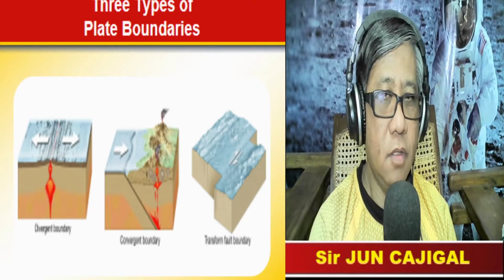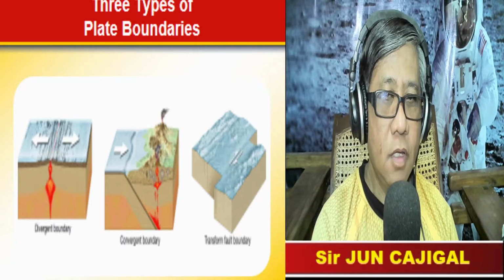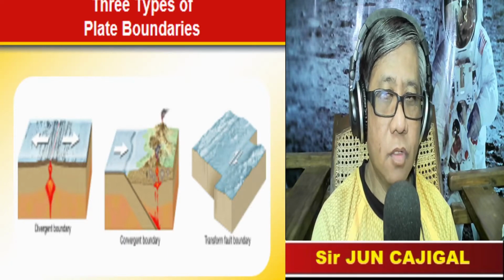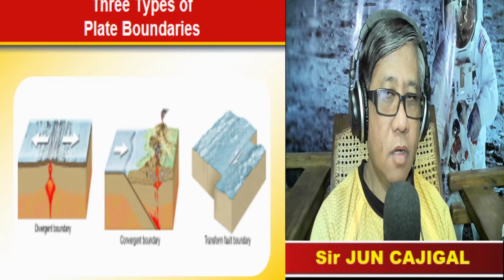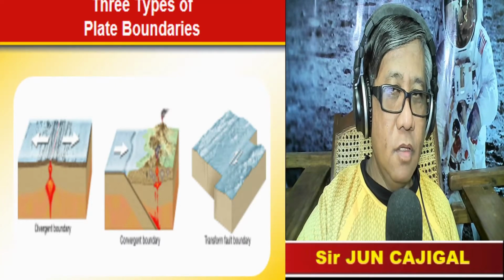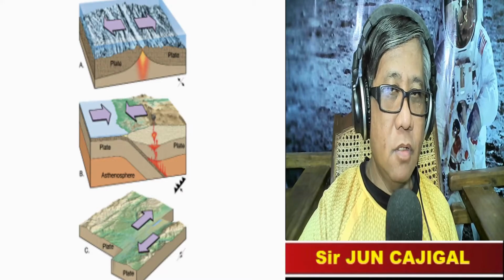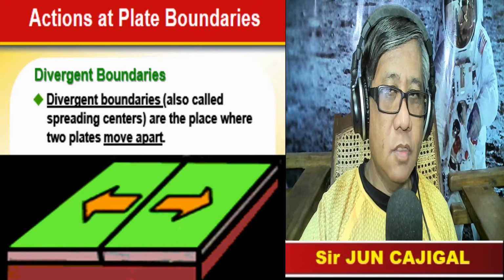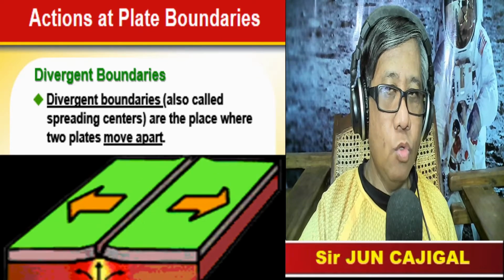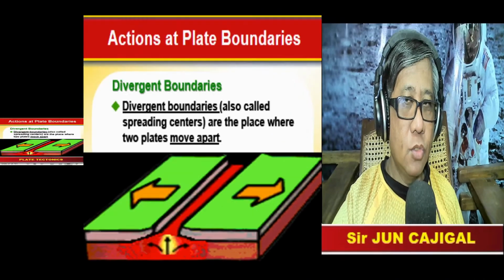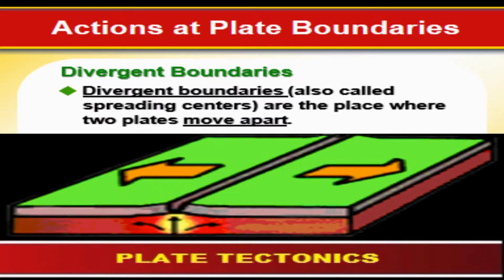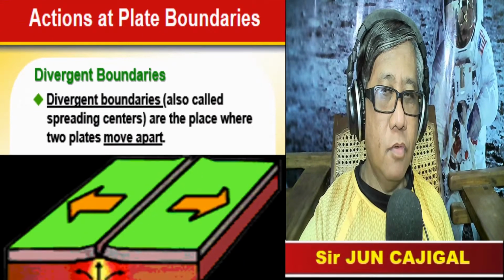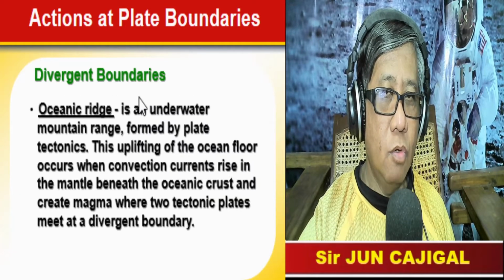So we have divergent boundaries wherein the tectonic plates are moving apart, convergent boundaries wherein the tectonic plates are on a collision course, and transform plate boundaries wherein the two tectonic plates are sliding or gliding past each other. Now let's go into the details of the three types of plate boundaries, starting with divergent plate boundaries. Divergent plate boundaries are also known as spreading centers, boundaries wherein the two tectonic plates are moving apart. As you can see in this animated illustration, the two tectonic plates are moving apart, and this illustrates a divergent boundary.